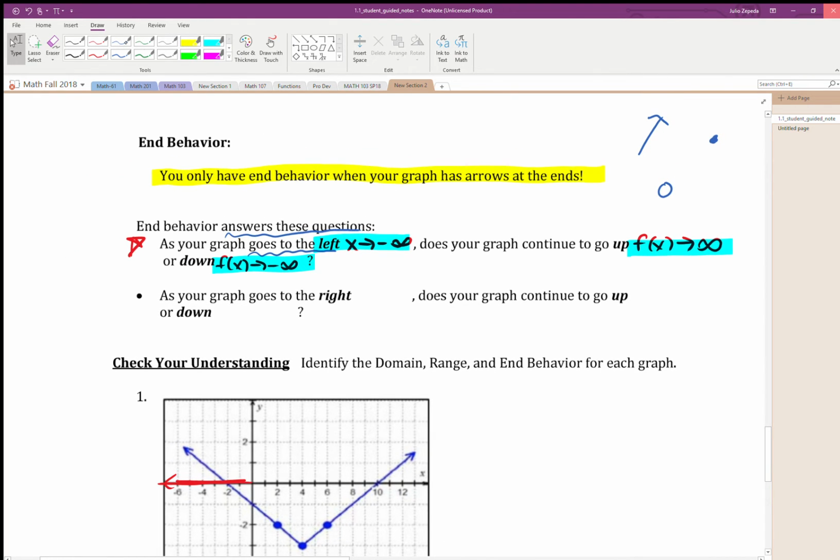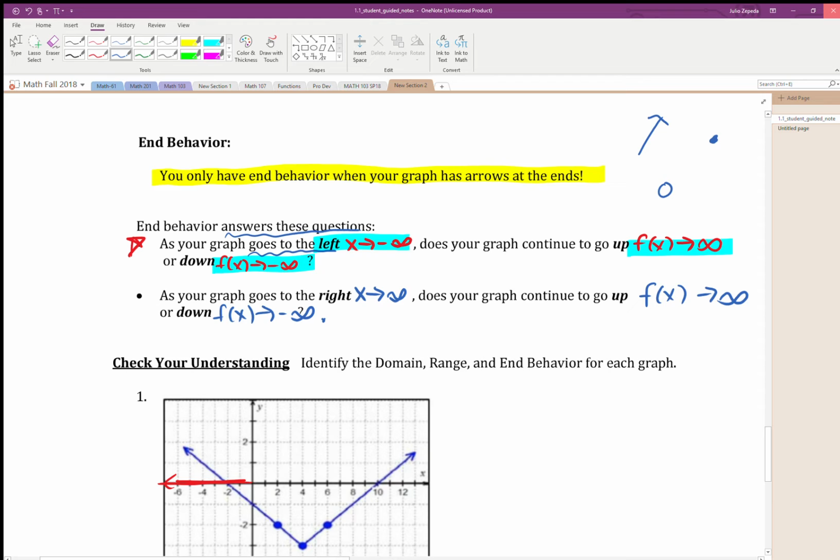Then we do the right-hand side of our graph. When we're looking at the right, the way that we denote that is we say x is going to positive infinity. But then we check for the same thing. We look at the right endpoint of the graph and we say, is it going up, in which case it would be f of x going to positive infinity, or is it going down, in which case it would be f of x going to negative infinity.